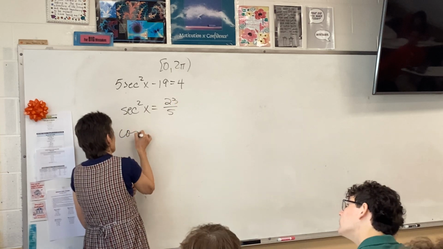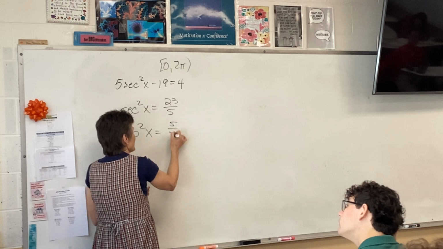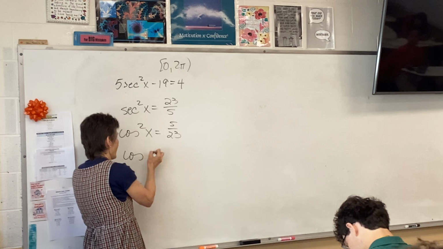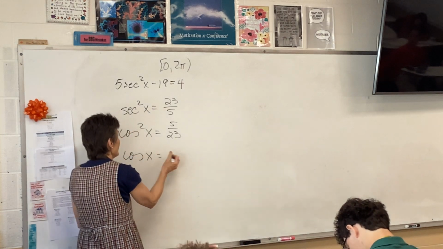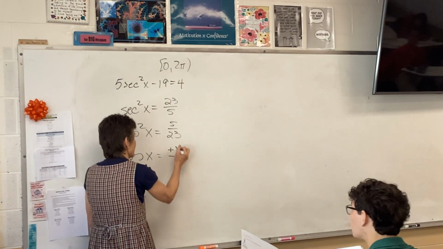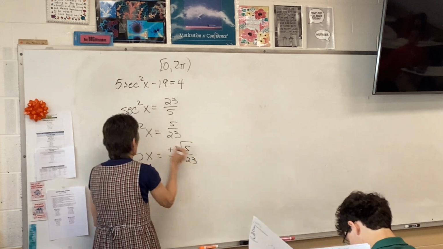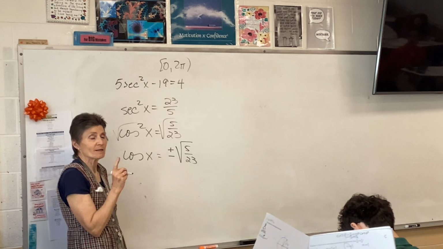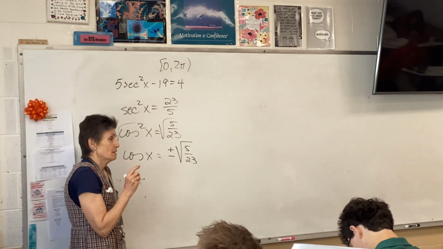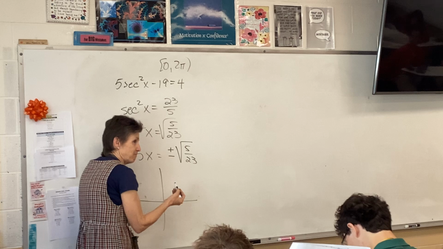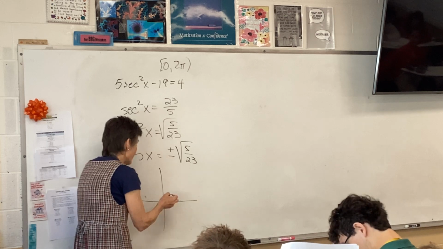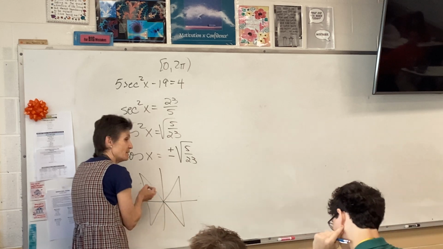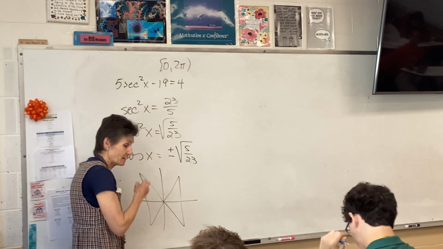which means cosine squared is 5/23, which means cosine, be careful, plus or minus the square root of 5/23. Now, because it's plus or minus, that means I'm actually going to have 4 answers, because the cosine is positive in these 2 quadrants and negative in these 2 quadrants. So I'm going to get all 4 answers.